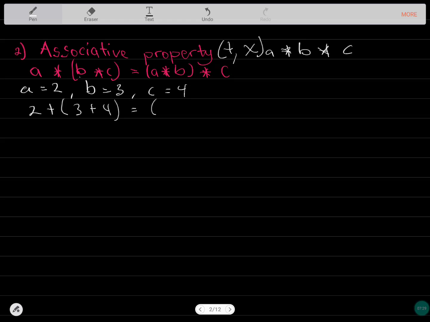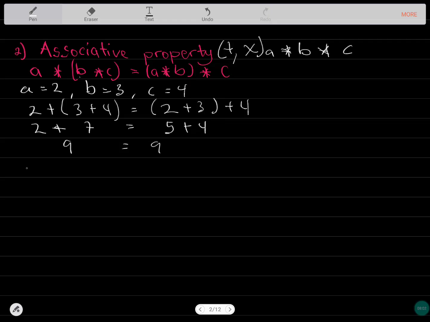Then we will be having on this side 2 plus 3 plus 4. We have to solve what is in the bracket first. 3 plus 4 would give us 7. On the right hand side, 2 plus 3 would give us 5 plus 4. Now 2 plus 7 is going to give us 9. And 5 plus 4, 9. So we could say that addition is associative.